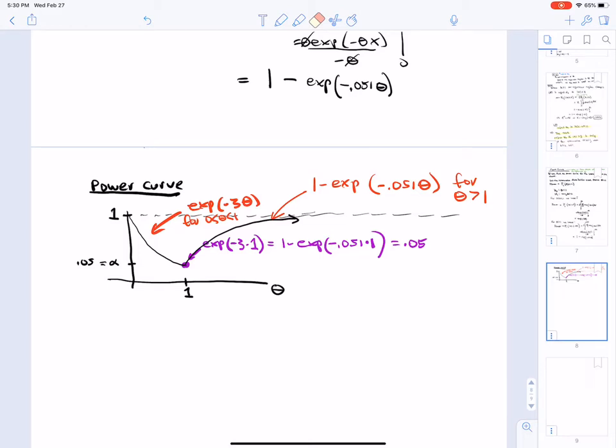Because when theta is 1, the alternative is the same as the null distribution. So we just get the definition of alpha in that case. So here you see a typical power curve where it goes down and then it goes back up to 1.